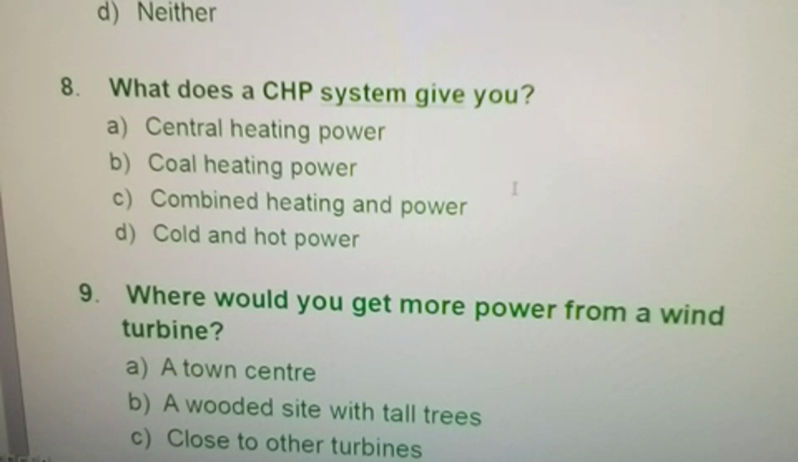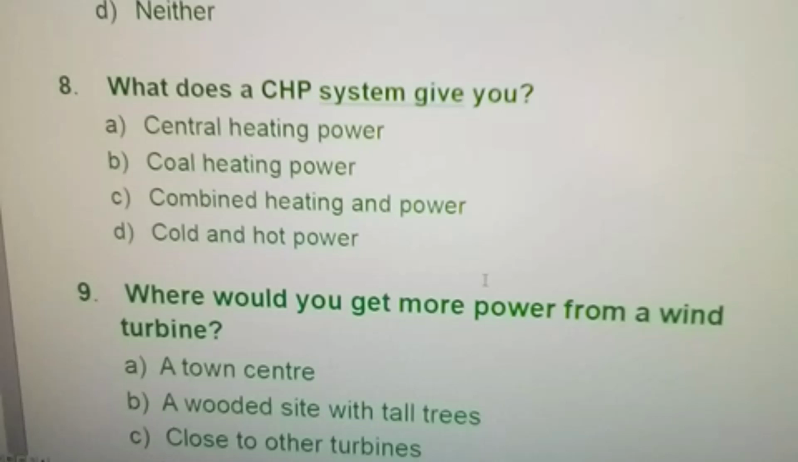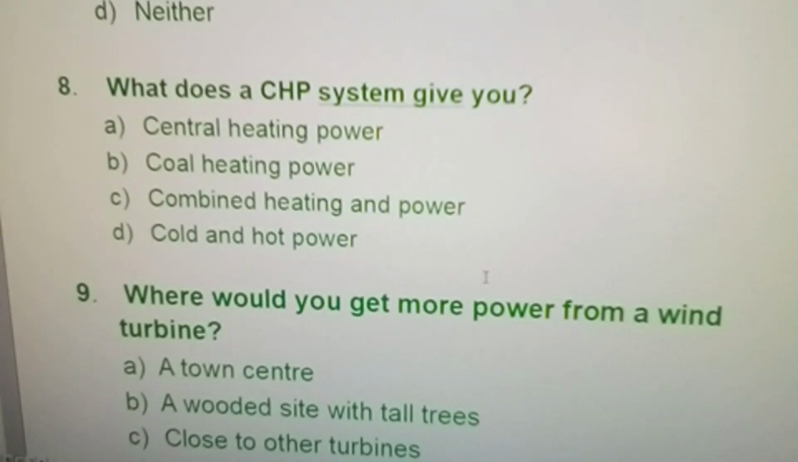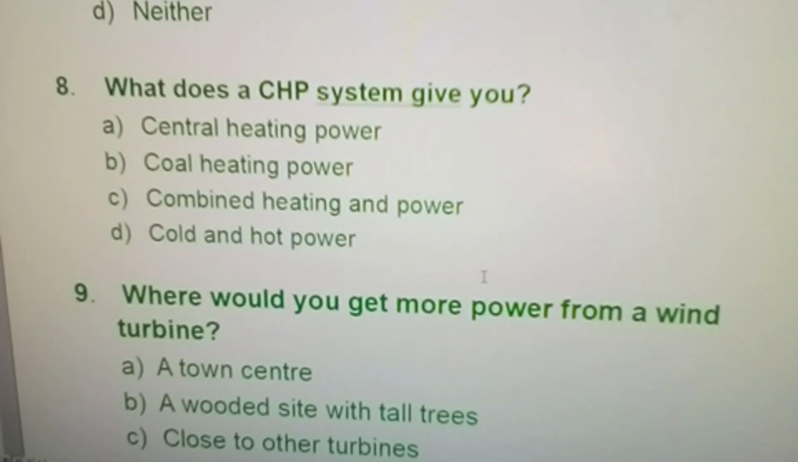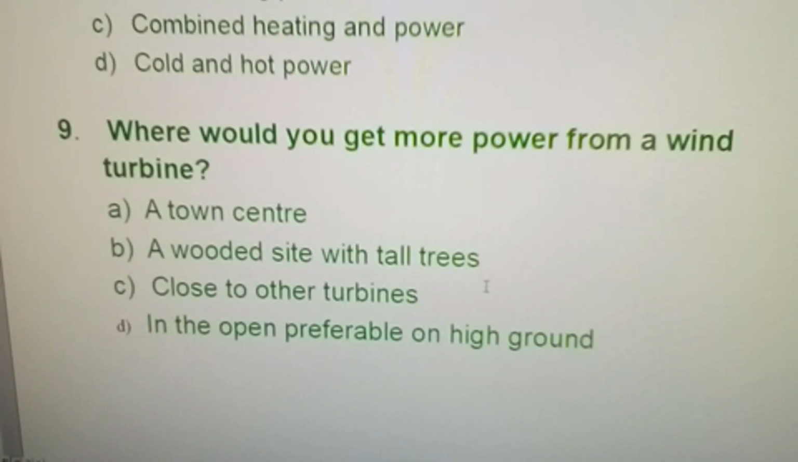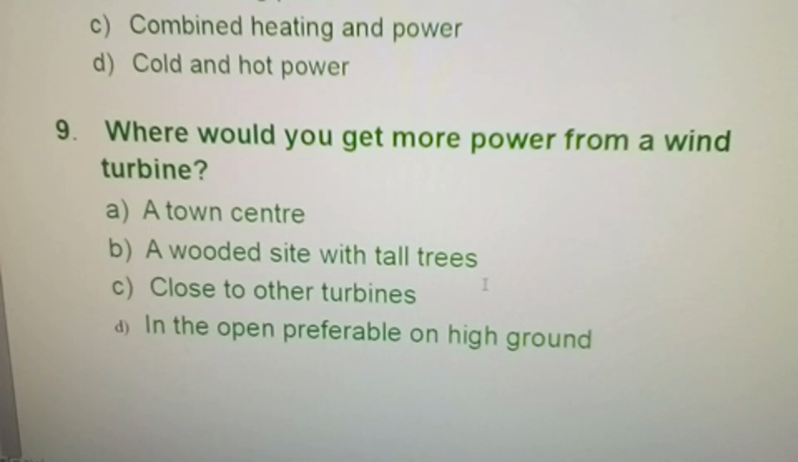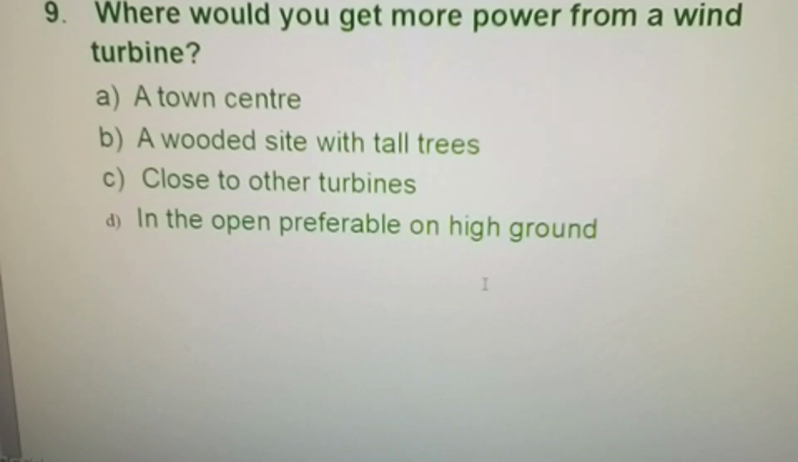What does CHP system give you? Now, obviously, it could give you cold and hot power, or it could give you cold and hot water. Such could be the case, but again, it is for you to find out based on research and the information given to you. It is already previously written, and it is a matter for you to establish the requirements that you're looking for. This enables you to apply your own system or method of learning, and it allows you to adapt it to your own style.